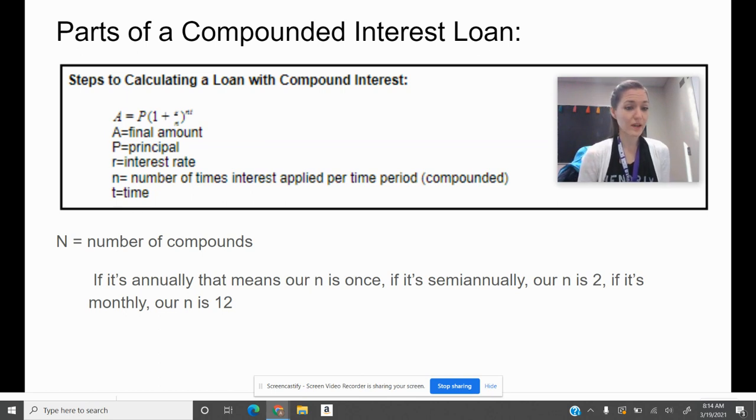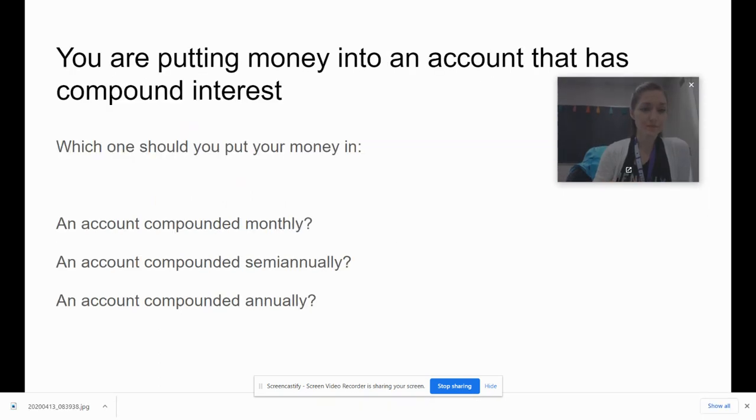In an example question, it might give you the principal, the rate, and then for the n, or the number of times it's compounded, they'll say annually or semi-annually. If they say annually, that means that interest is applied once per year, so your n would just be 1. If it's semi-annually, that means they are applying that interest twice per year, so your n would be a 2. If it was monthly, that means every month they're applying interest, so your n would be 12. So hopefully that helps you out. If you have any questions on that as we work through these problems, feel free to ask.